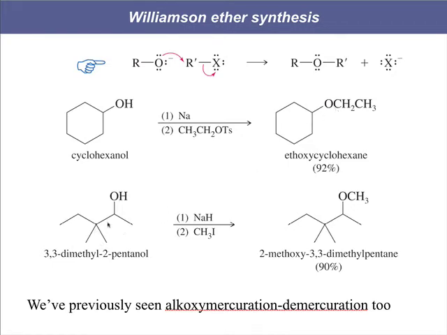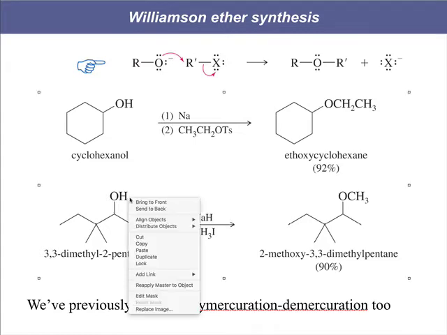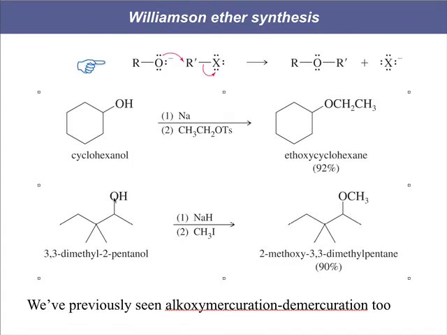Here's a pentanol, a 2-pentanol with a 3,3-dimethyl. Again, we'll use sodium, or in this case, they're using NaH, to remove the acidic hydrogen and make our alkoxide, or O minus. Then our methyl iodide is our alkyl halide. The O minus will attack the methyl, displace the iodide, again in SN2 fashion. Now we've made an ether. It's a methyl ether with this big group on the other side.